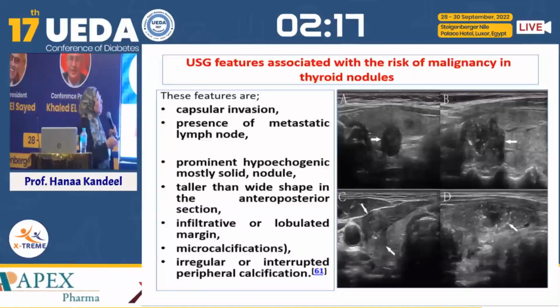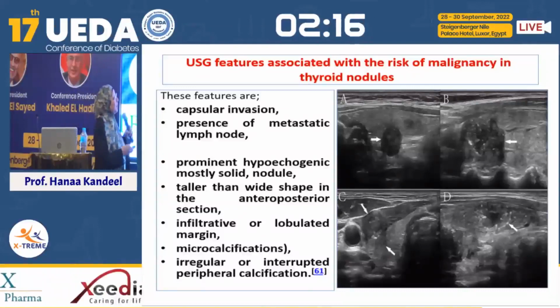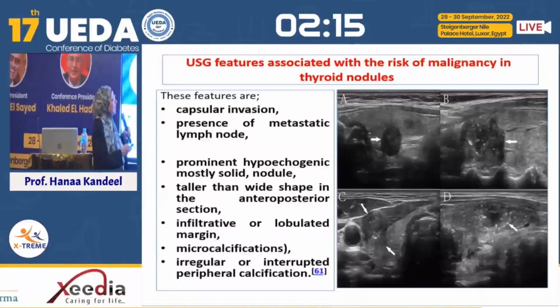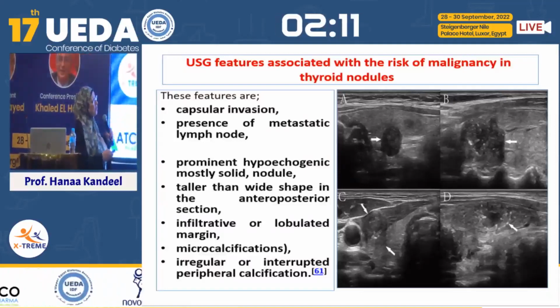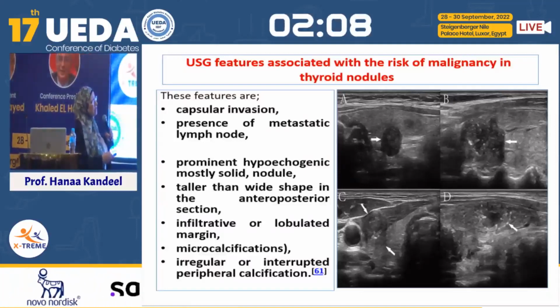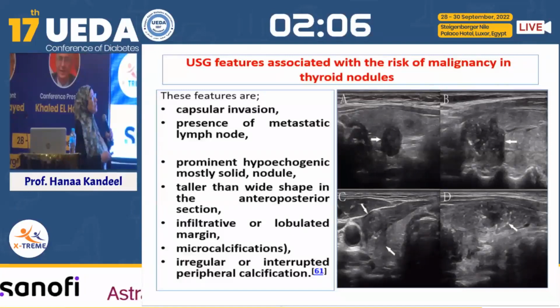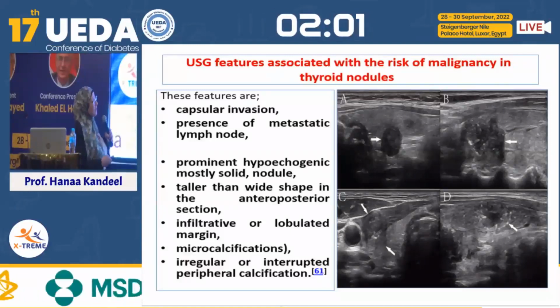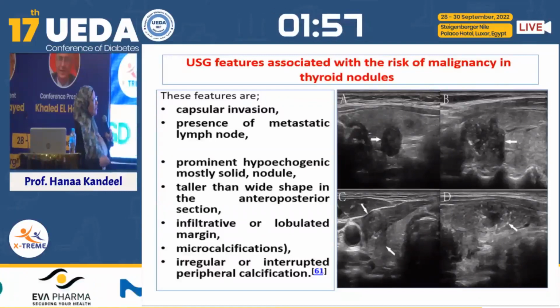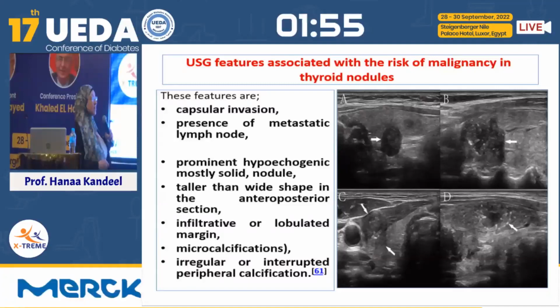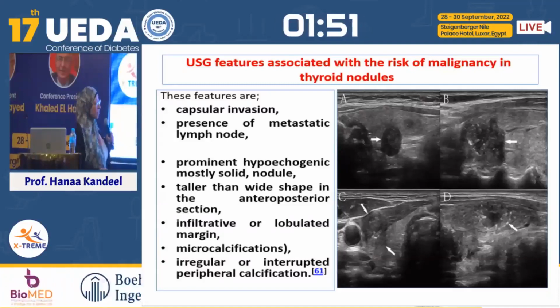Also, prominent hypoechogenicity, mostly a solid nodule. If we find a nodule with fluid inside without any tissues, this means it's completely benign. If the nodule is taller than wide in the anteroposterior section, this means it's malignant. Infiltrative or lobulated margin means malignant. Microcalcification, irregular or interrupted peripheral calcification.